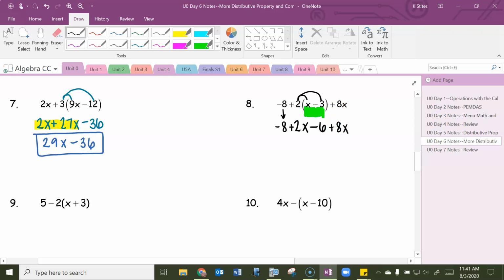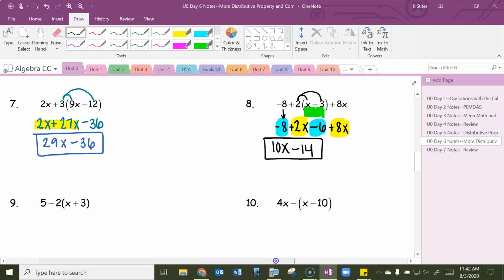Now this one is a little different because you have more like terms than before. Start with your x's, okay? You have a 2x plus an 8x, which is 10x. And then you have a negative 8 minus 6, which is negative 14. Okay, so we had some more stuff to combine.